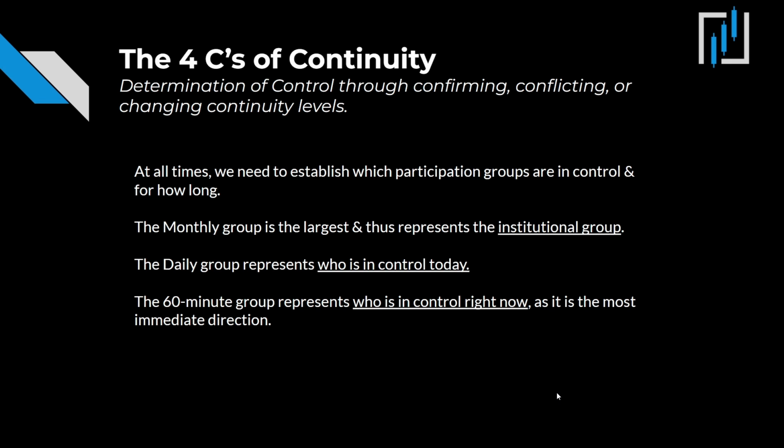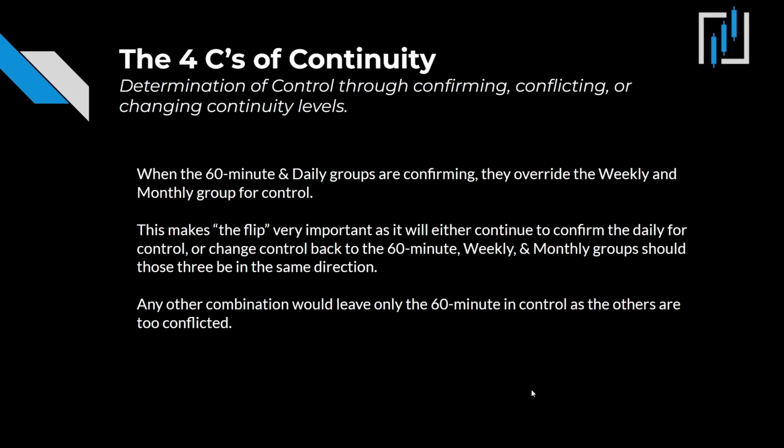At all times, we need to establish which participation groups are in control and for how long. The monthly group is the largest and thus represents the institutional group. The daily group represents who's in control today. The 60-minute group represents who's in control right now, as it's the most immediate direction of price. When the 60 and daily groups are confirming each other, they override the week and month group for control.